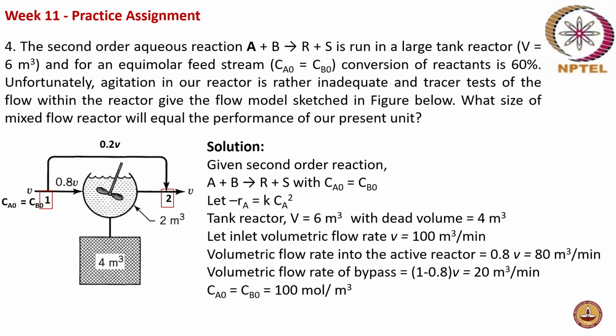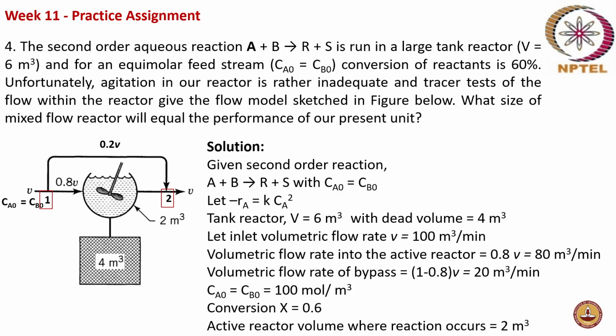And then let us also assume that Ca naught is equal to Cb naught is equal to 100 mole per meter cube. That is the concentration of A and B in the feed stream is 100 mole per meter cube. And the conversion X is 0.6. They have also given the conversion of reactants is 0.6. That is, this output conversion from here where this arrow is pointing out is 60%, that is 0.6. The active reactor volume where the reaction occurs is 2 meter cube. That also is given. We can find it out from the representative figure.